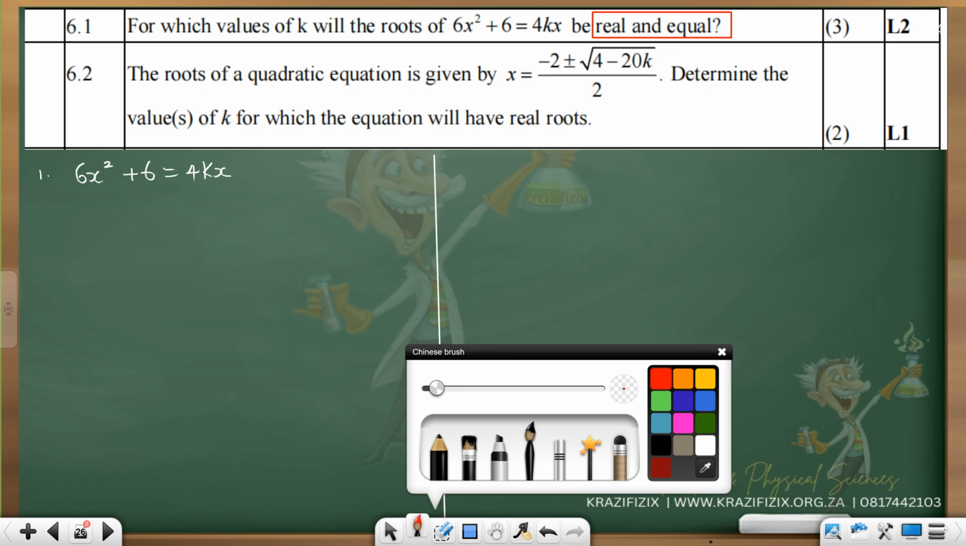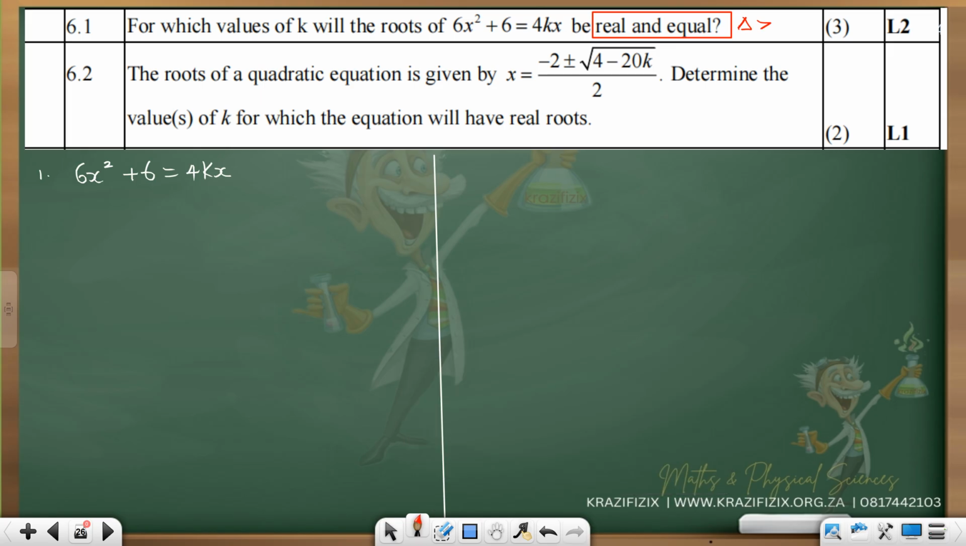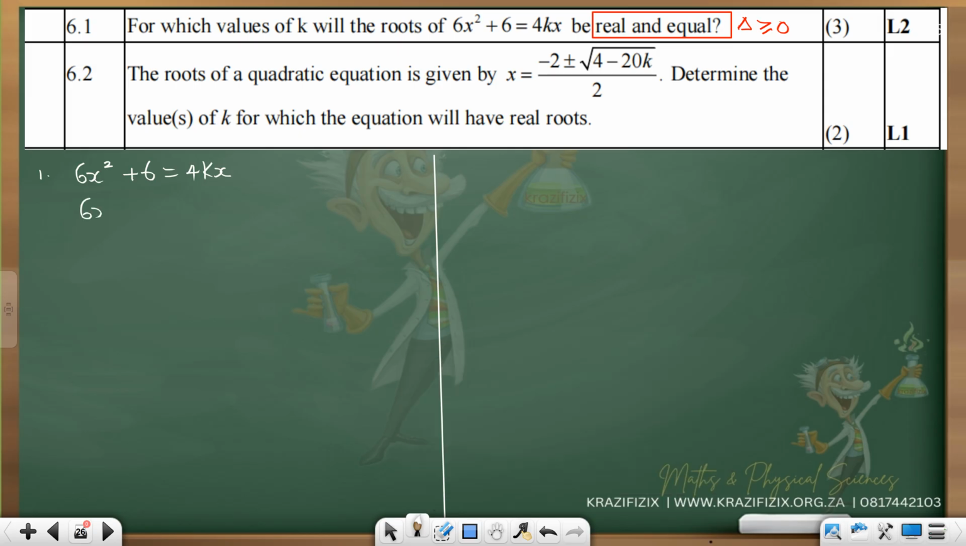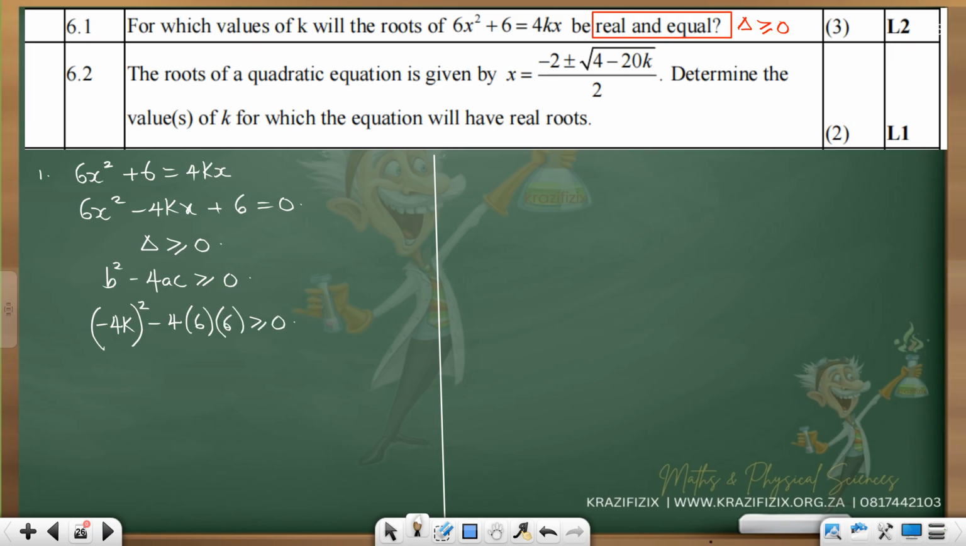What does that tell you? Real means my discriminant must be greater than or equal to 0. Real and equal, the two conditions are met. Okay, sweet. But before I do that, I have to write it in standard form. Since they said to be real and equal, the discriminant must be that: b squared minus 4ac. All right, what is our b? My b now is negative 4k, right? The coefficient of x. Minus 4, 6, and 6 greater than 0.